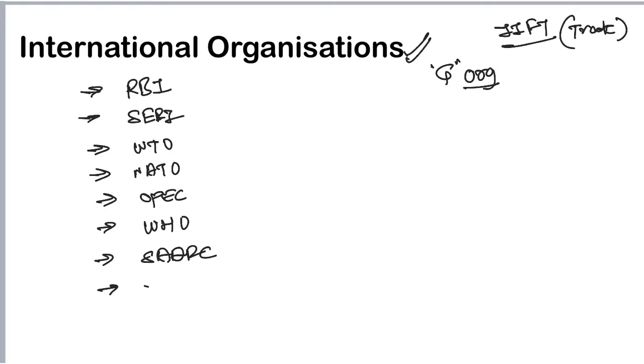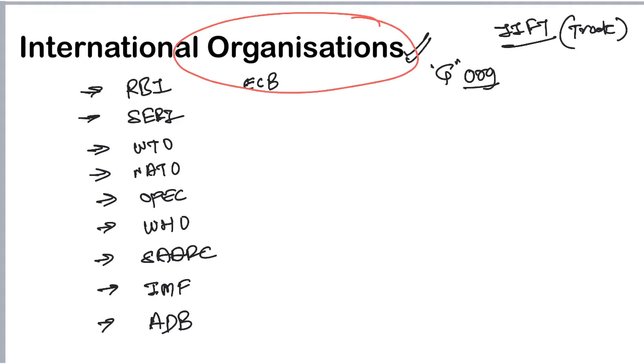Then you can talk about the IMF, which is the International Monetary Fund. Then you have the ADB, which is the Asian Development Bank. Then you can have, let's say, the ECB, which is the European Central Bank. All these organizations, as I said, I will cover in a different video altogether, wherein we will be covering all the organizations.